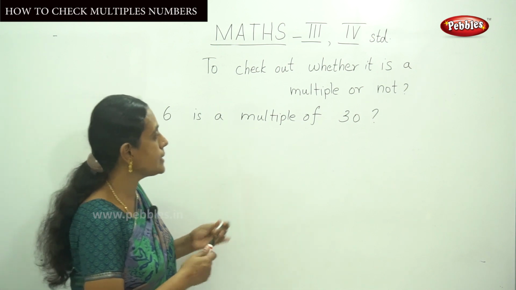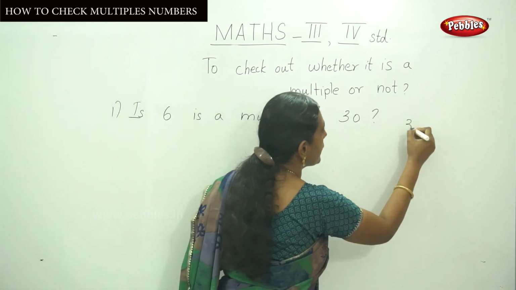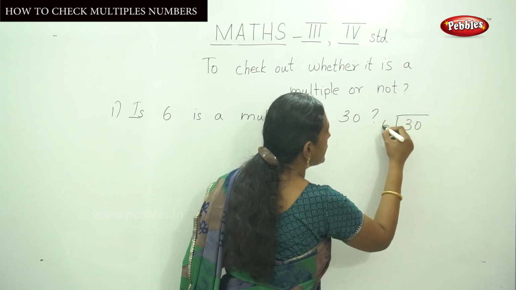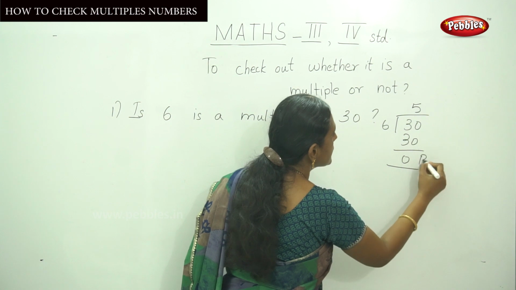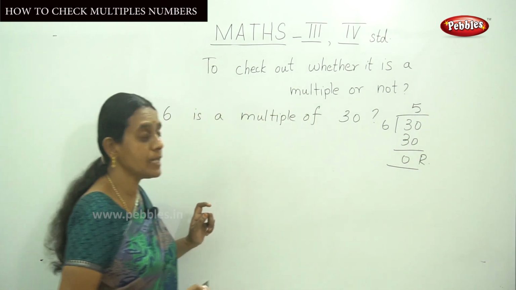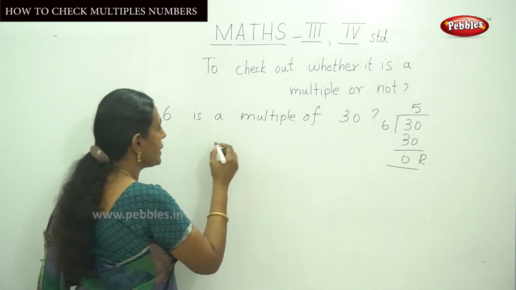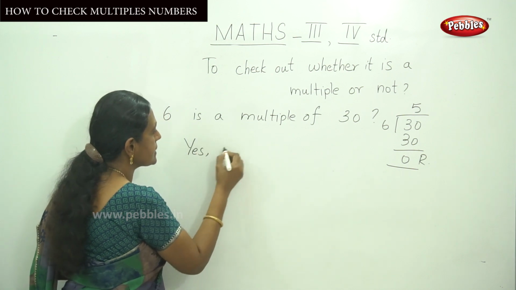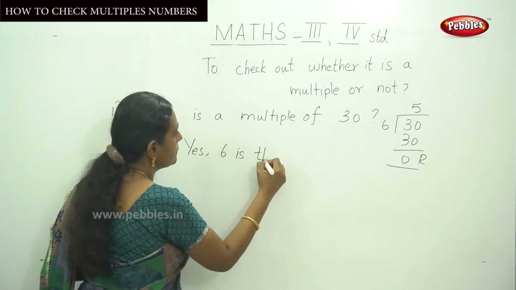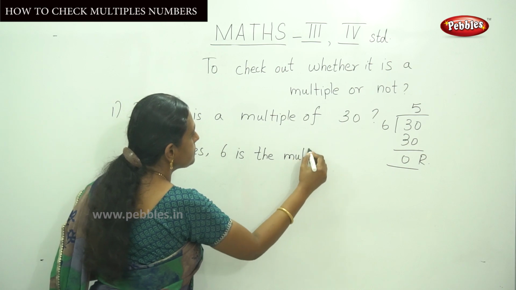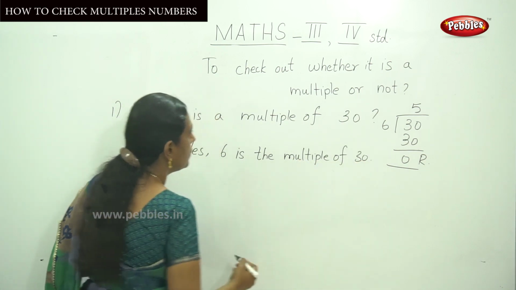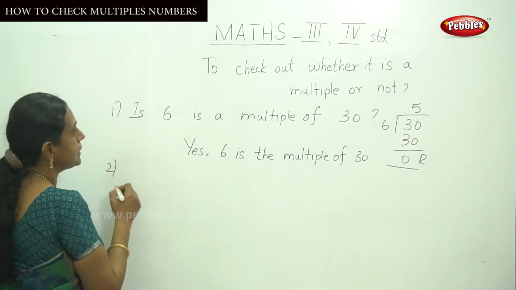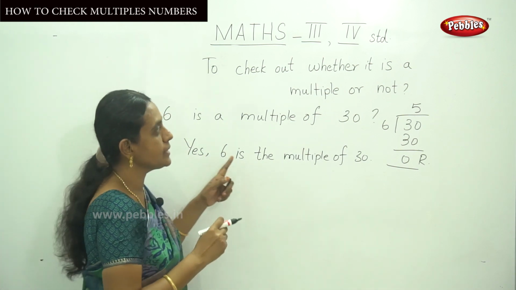Okay, now 30 divided by 6 means 5 sixes are 30, so the remainder is 0. Since the remainder is 0, the answer is yes, 30 is a multiple of 6. Okay, similarly, we have to check whether it is a factor or not.